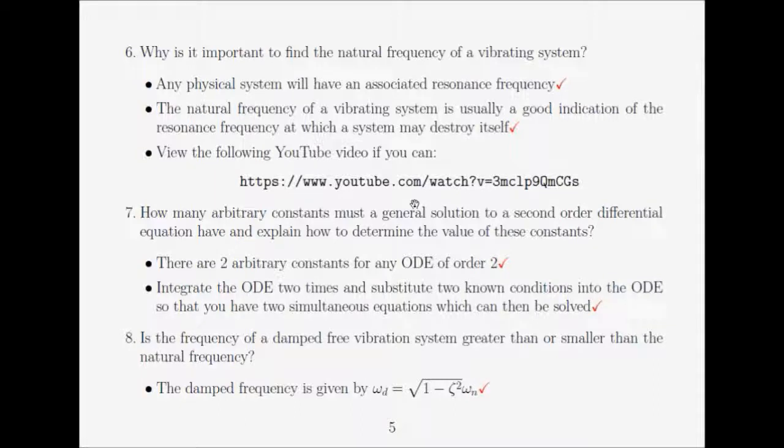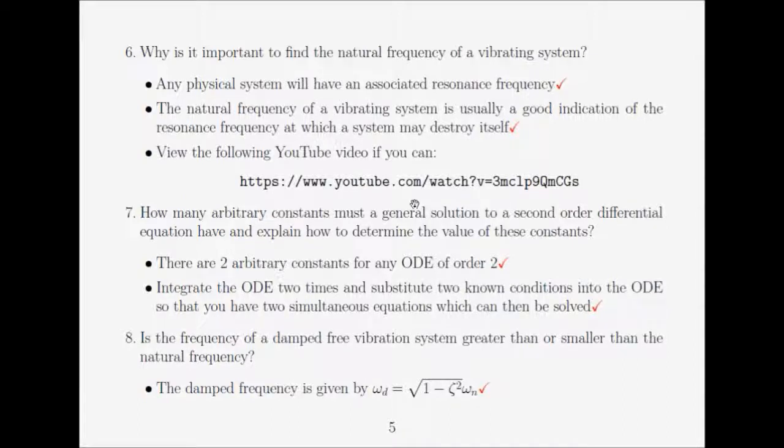There's a video on YouTube. You can see the link. If you have access to the internet, you would just basically click on that link and you'd watch the video. And that would give you more context as to what a natural frequency of a system is physically all about.